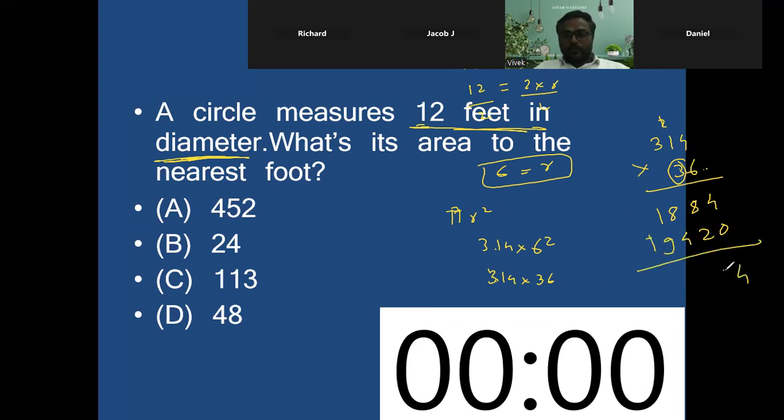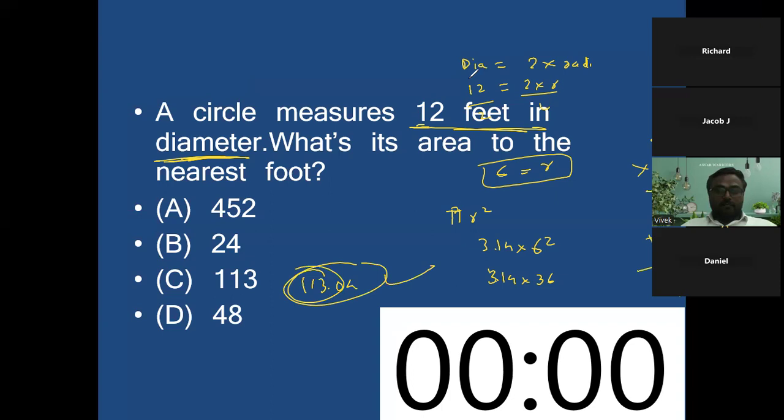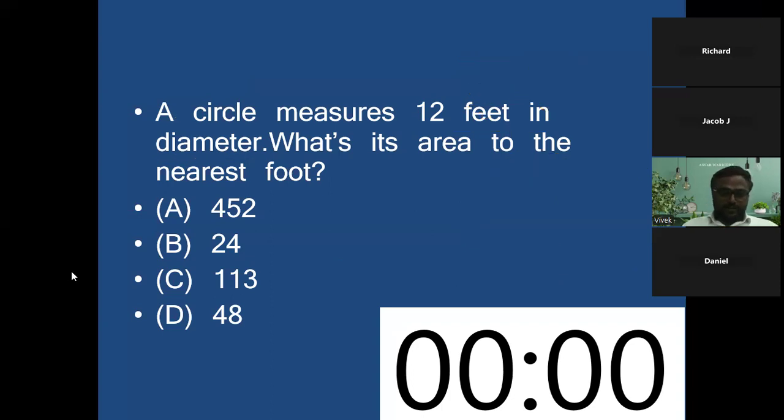Add it up. 4. 8 plus 2 is 10. Carry the 1 over. 8 plus 4 is 12. 12 plus 1 is 13. Carry the 1 over. 9 plus 1, 10. 10 plus 1, 11. So 113.04 is the area. To the nearest foot, it will be 113. I hope everyone understood it, and we will move on to the next question.